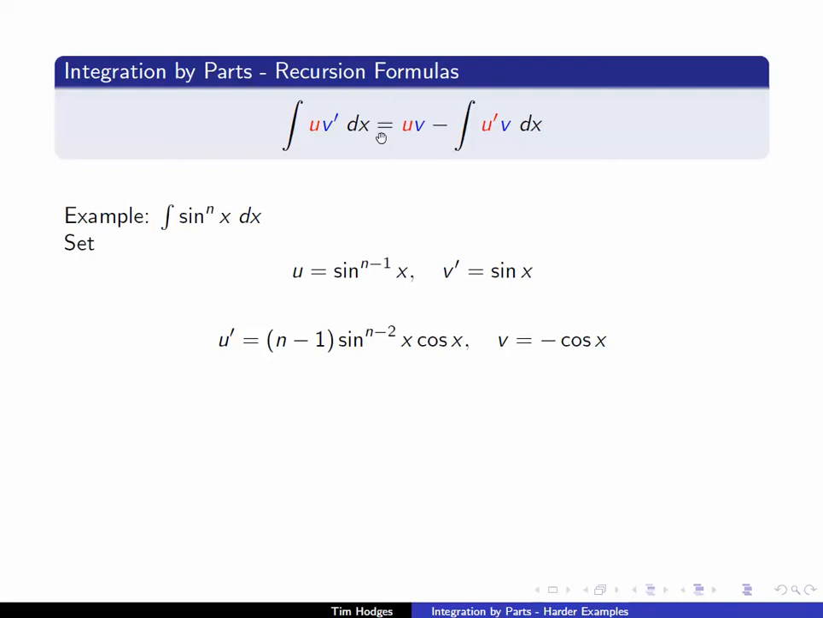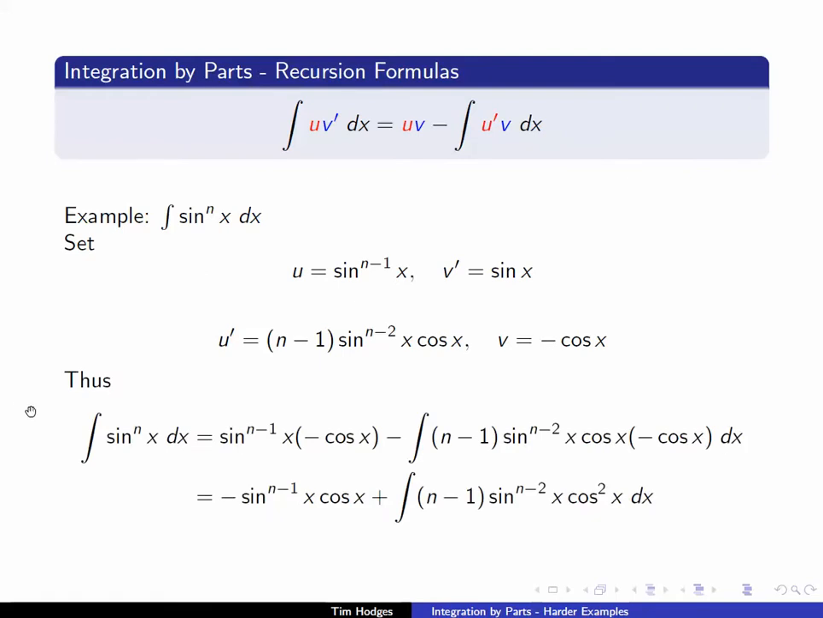So let's apply the formula. The integral of sine to the n x dx is equal to uv, which is this, minus the integral of u prime v, which is all this. I won't say it out loud. So over here, the first term is minus sine to the n minus 1 x cosine x. And here we take the minus out, we get plus, and cosine squared x, sine to the n minus 2 x with a coefficient of n minus 1.